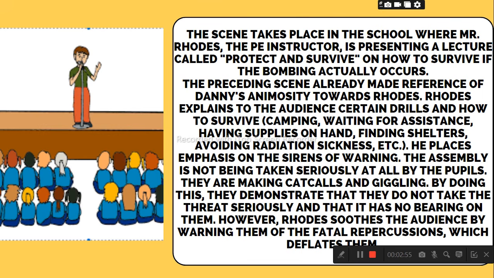The assembly is not being taken seriously at all by the pupils. They are making catcalls and giggling. By doing this, they demonstrate that they do not take the threat seriously and that it has no bearing on them. However, Rhodes soothes the audience by warning them of the fatal repercussions, which deflates them.